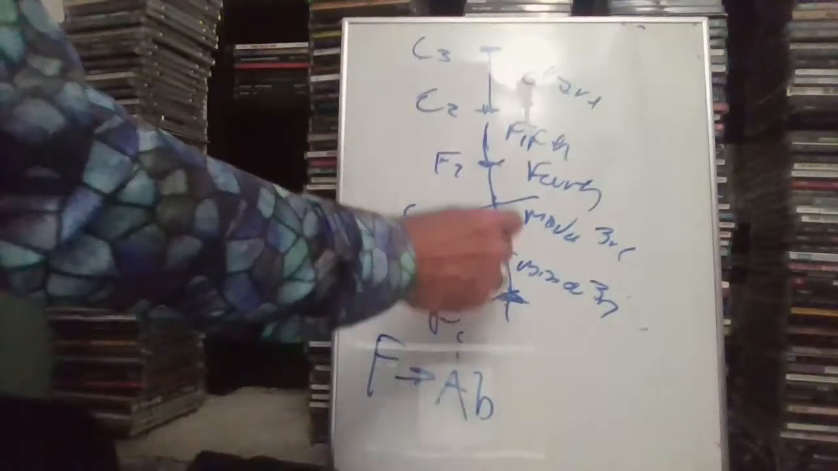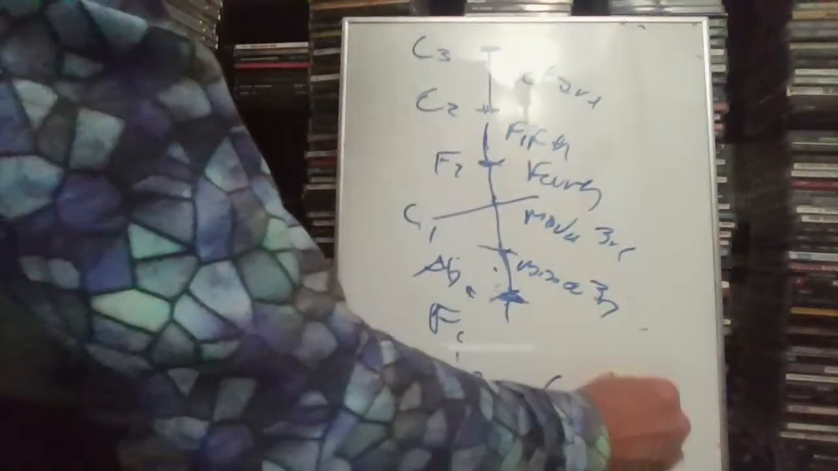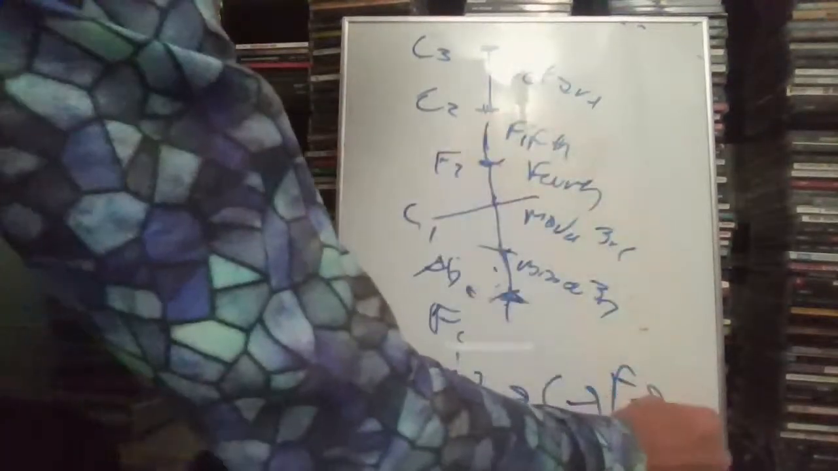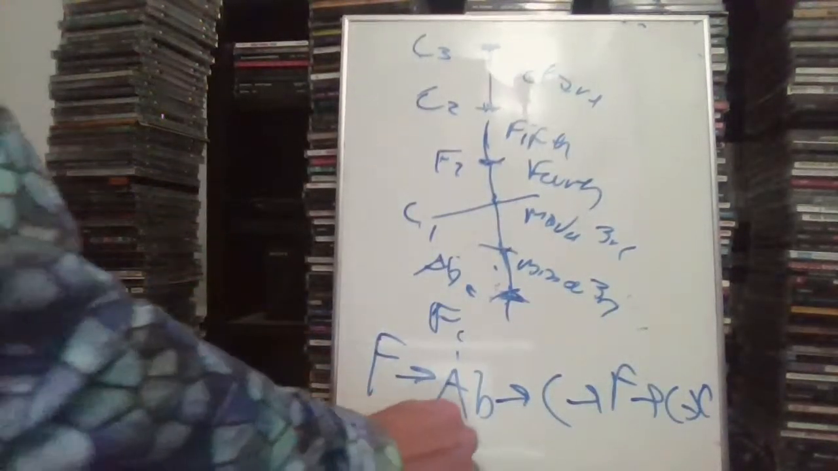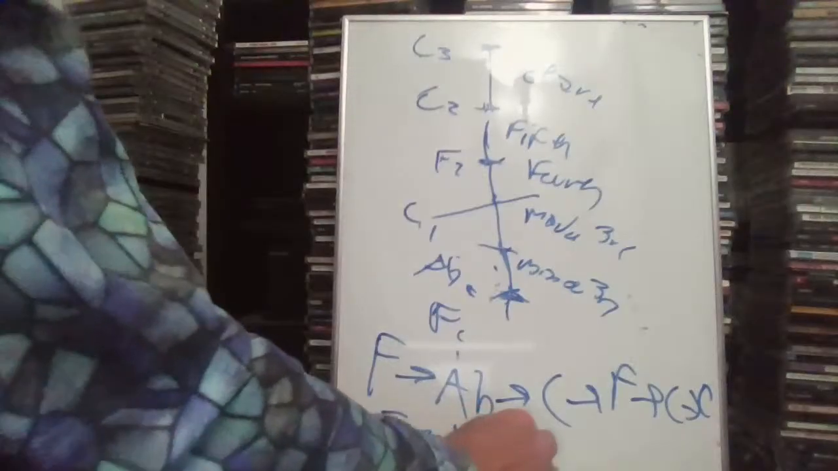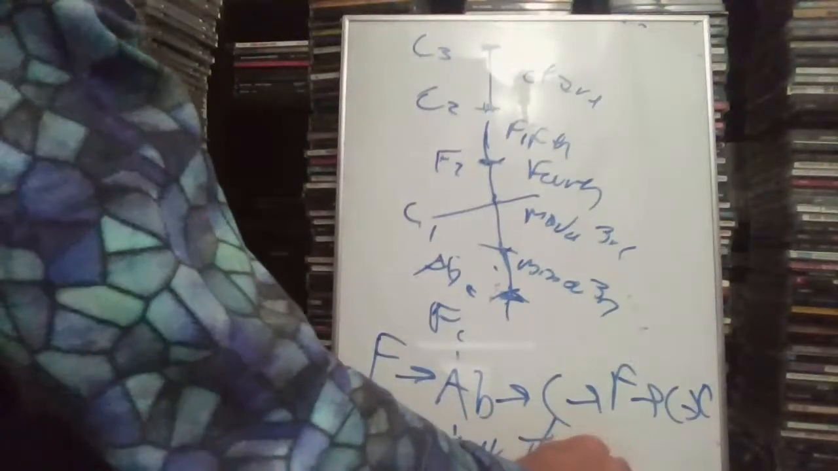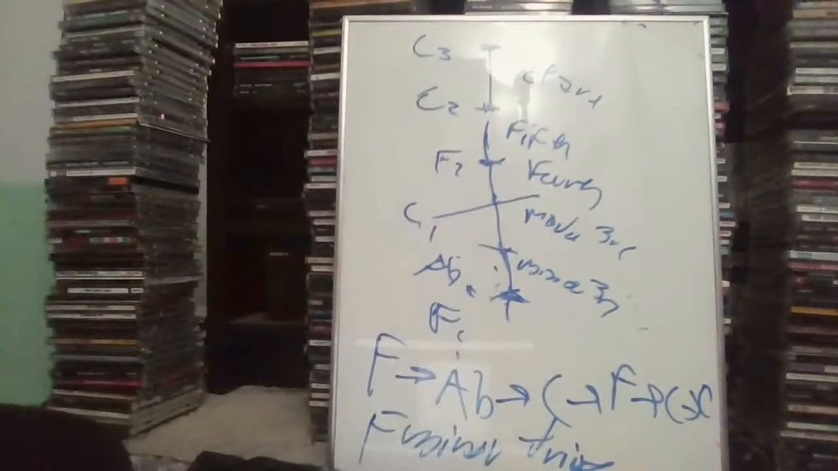Then what's next? I have an A flat going up to a C. Then I have a C going up to an F. Then I have an F going up to another C, and then an F going up to another C. What's that? That's an F minor triad generated by a C.